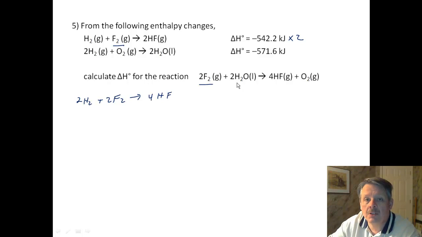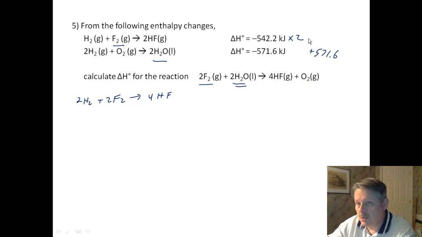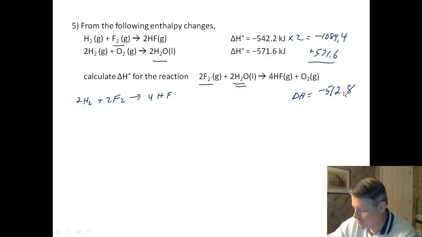And let's see, I look for water. And the only place I find water is right here, but it's on the wrong side of the equation. So I have to flip it, but there are 2 of them. So this becomes positive 571.6. And this one I have to multiply by 2, so this becomes a negative 1084.4. And when I add those 2 numbers together, my delta H should be negative 512.8. Now let's see what happens. This is kilojoules, remember, sorry.